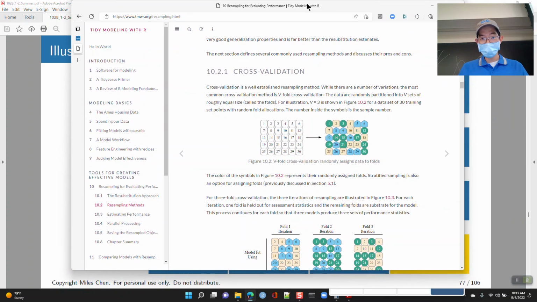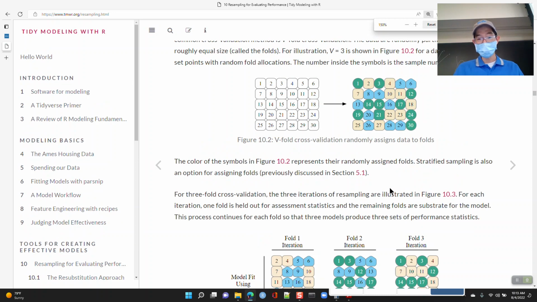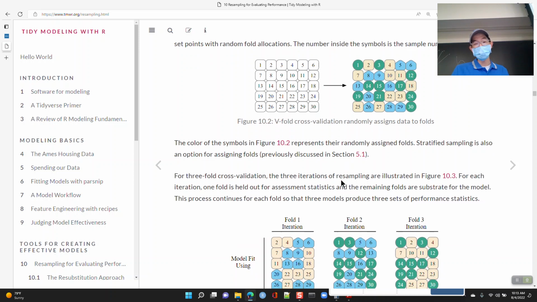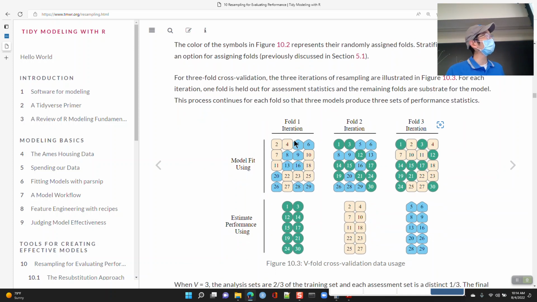All right, and here, this is an illustration of threefold cross-validation. Here, the original data has 30 observations, and we randomly assign them into 3 folds, okay? So 10 points are green, 10 points are yellow, 10 points are blue. So we put them into 3 categories, green, yellow, and blue. And with each of these folds, again, these are randomly assigned.